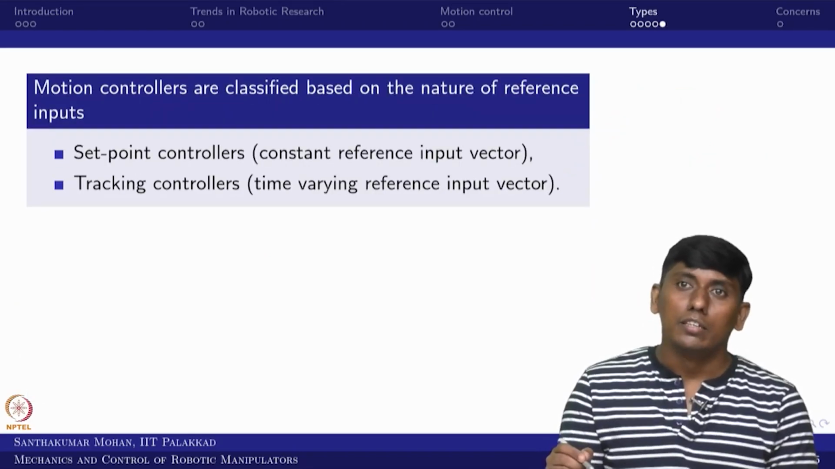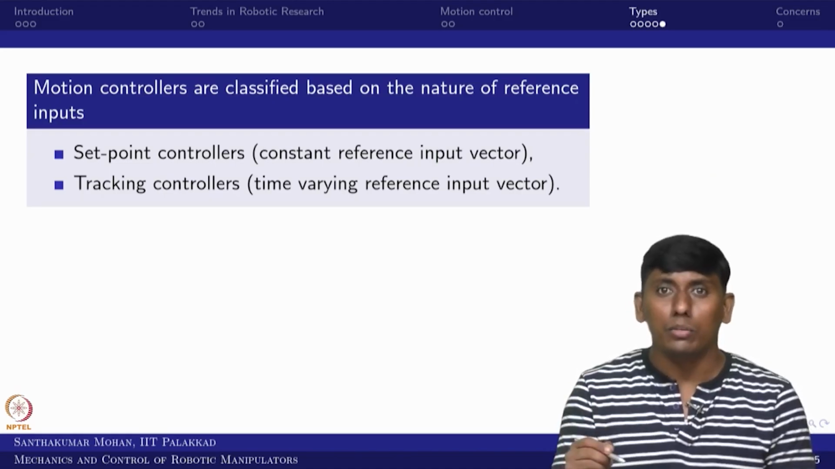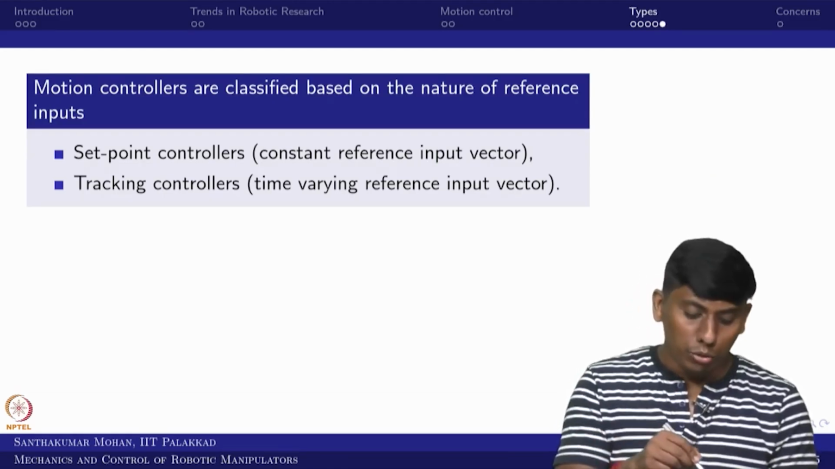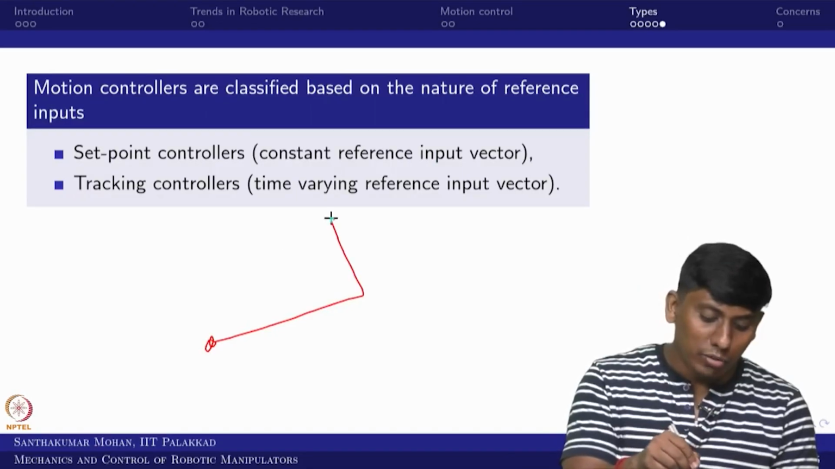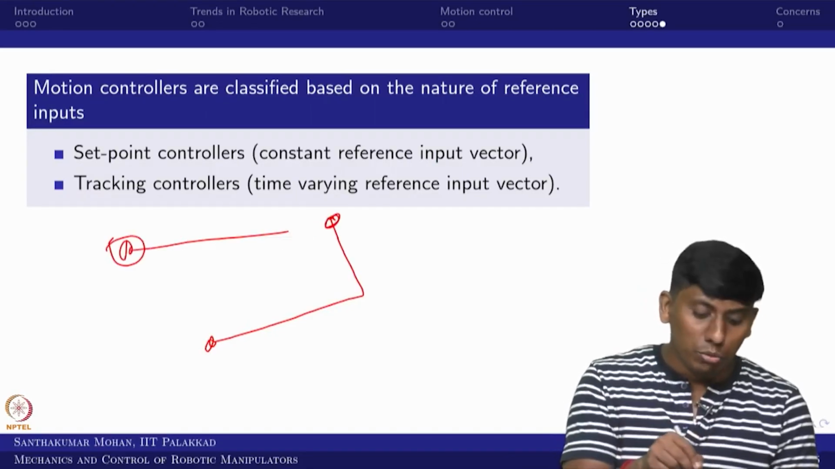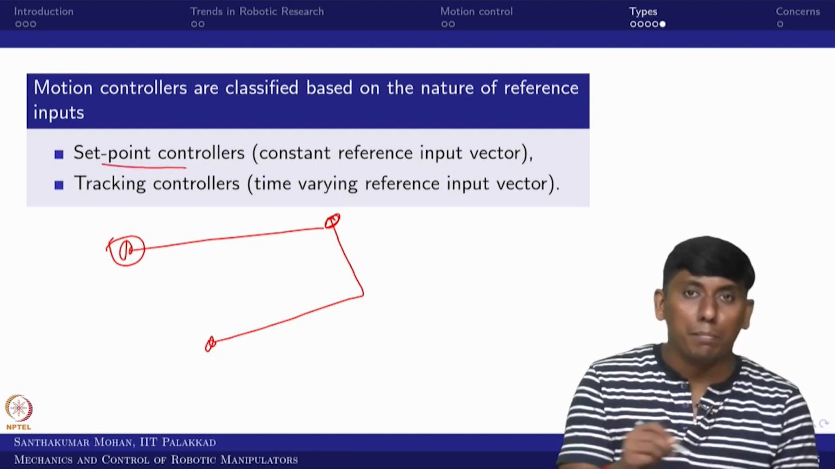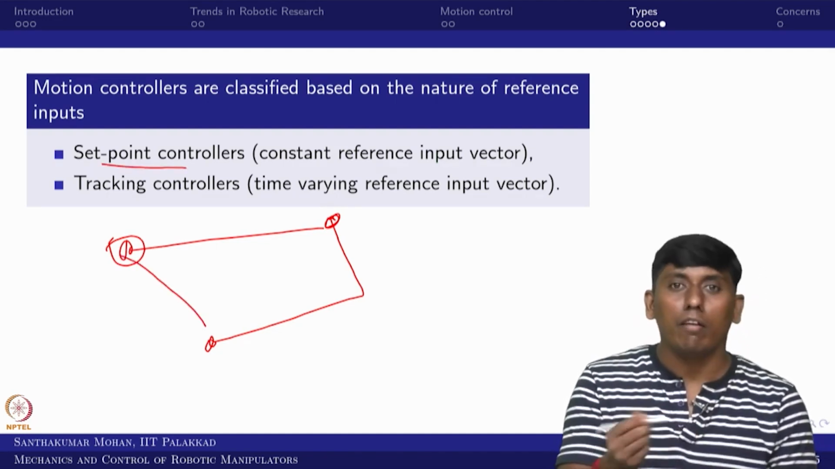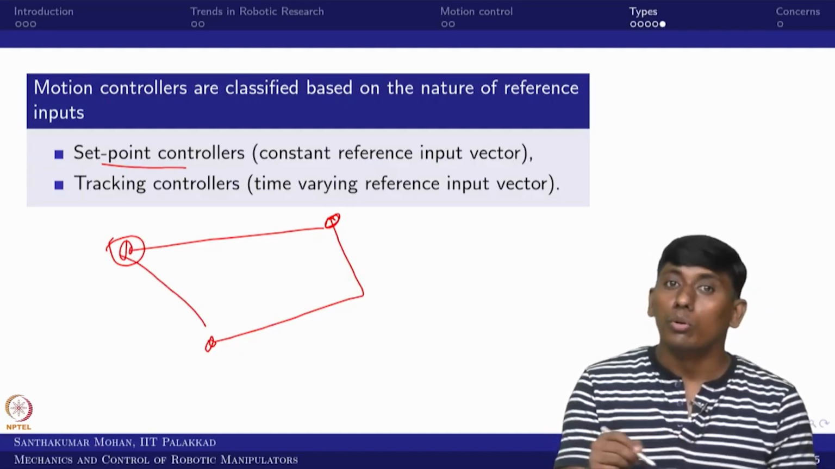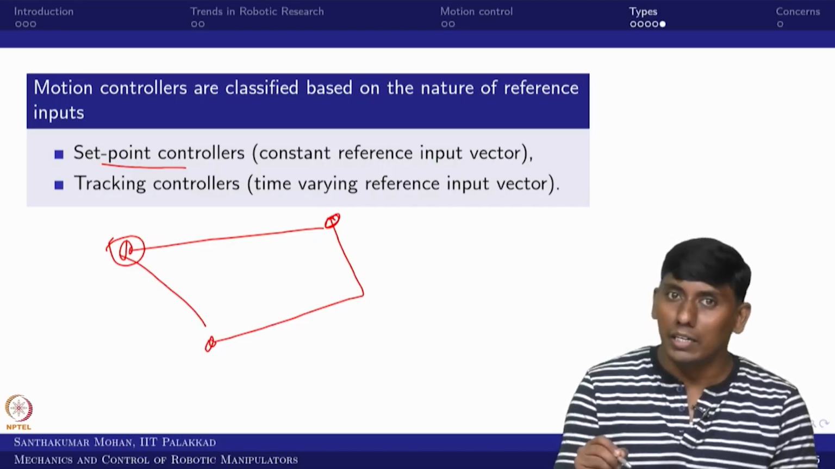Further, the controller can be classified based on the nature of the reference, which I already told. One is the regulatory control, which is nothing but the set point. You have a given starting point and this is the desired point. You don't bother about which time it would reach; it is a set point. You need to remain there after a while. In the sense, your reference is constant. So this is one subclassification we call set point or regulatory control.